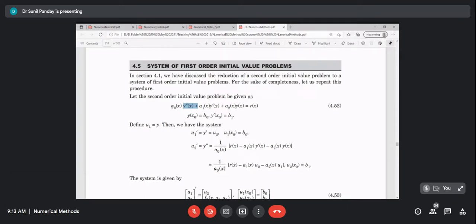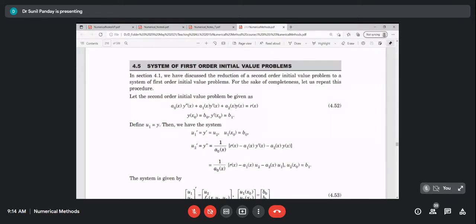So if this is the second order differential equation given to us, equation 4.52, with the initial conditions y of x naught equals b naught and y dash of x naught equals b1, then we assume one variable u1 equals y, and calculate u1 dash, which equals y dash. For y dash we assume another variable u2, so differentiating y dash once more gives u2 dash.